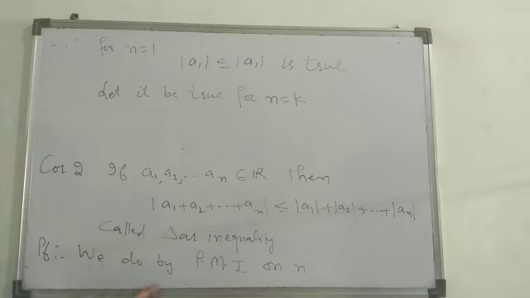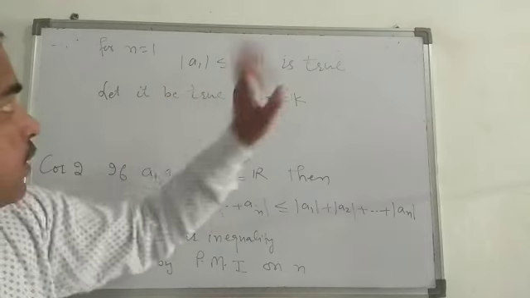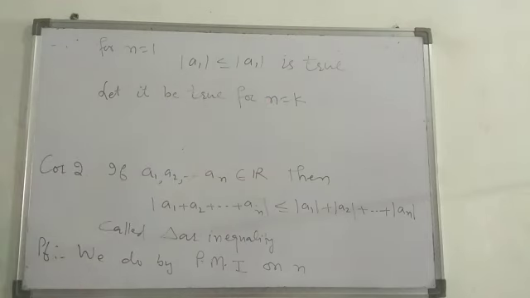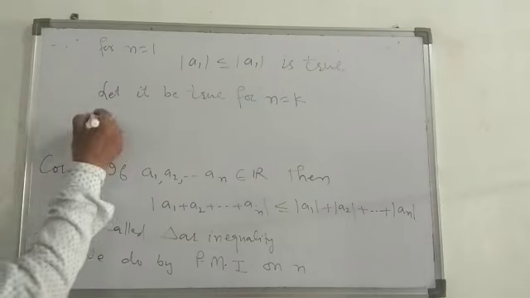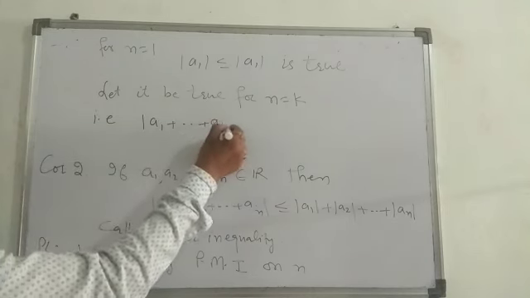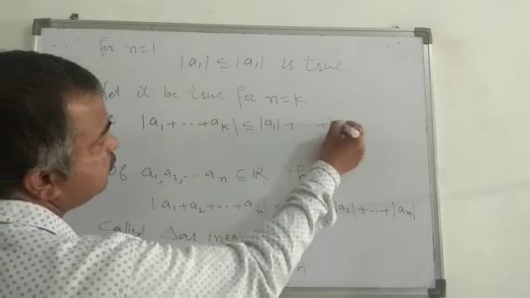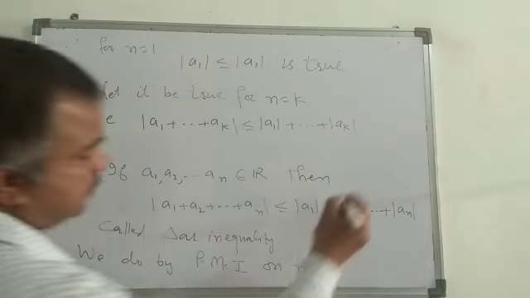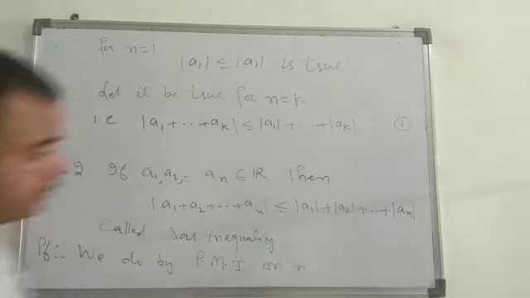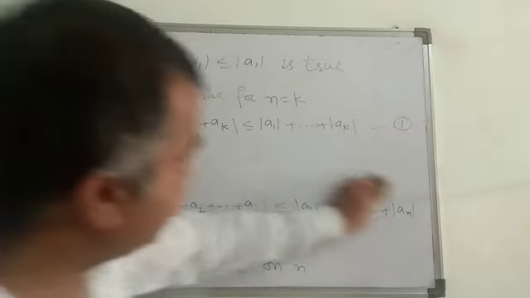So we do the proof by the principle of mathematical induction on n. For n equal to 1, |a1| is less than or equal to |a1|, or equality holds, so the result is true. Let the result be true for n equal to k. Call it (1). Now we have to prove the result for n equal to k plus 1.